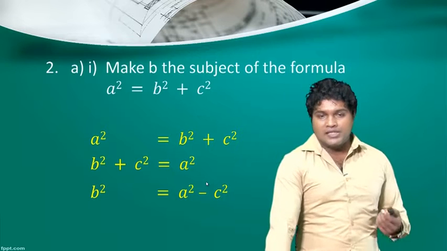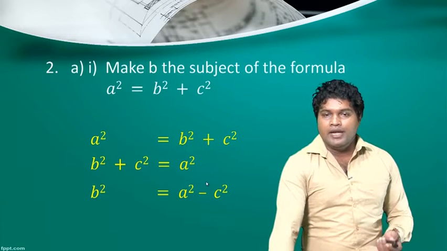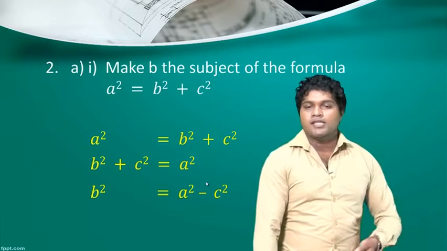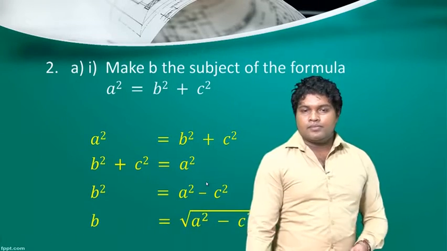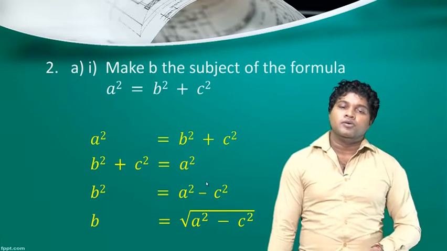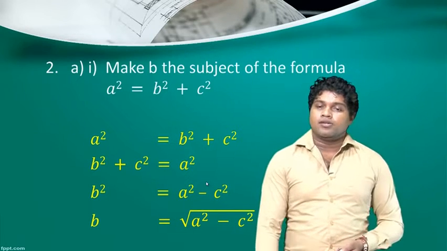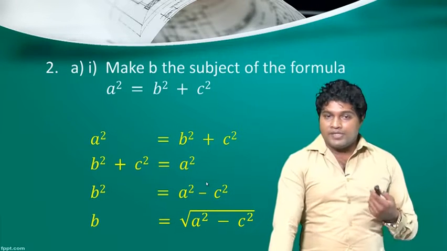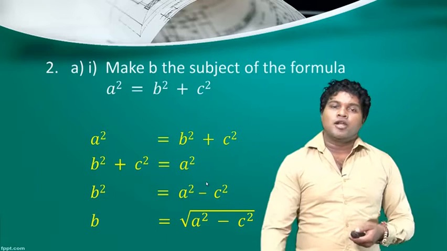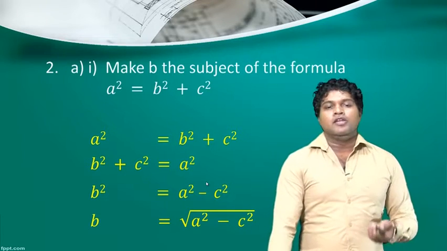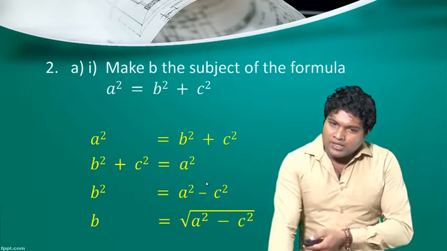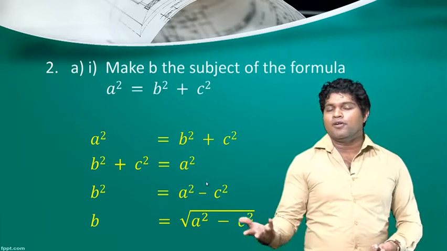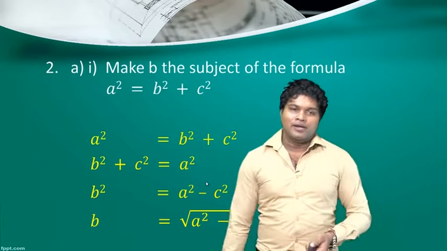Because the square is taken to the other side, it is written as a square root, the vice versa of the square. The answer is B equals the square root of A squared minus C squared. This is the final answer. It's very simple to make B the subject. First you rotate the equation, then take the unwanted terms to the other side, and you can easily make B the subject. That's the process. Okay, next, part 2.